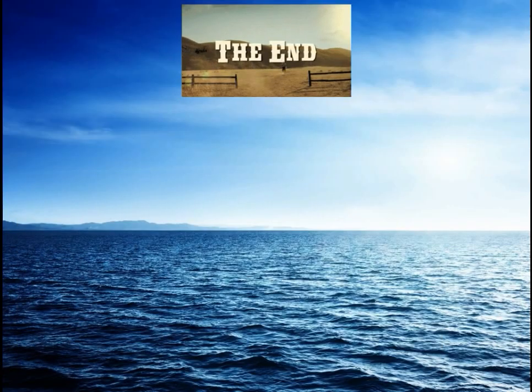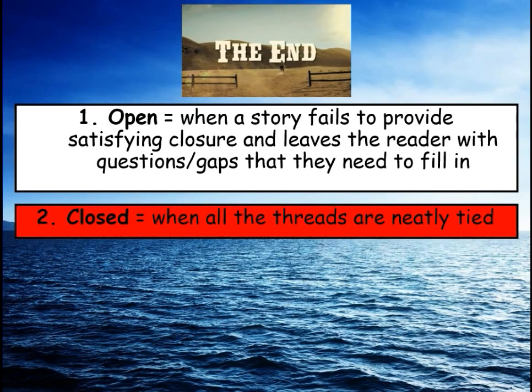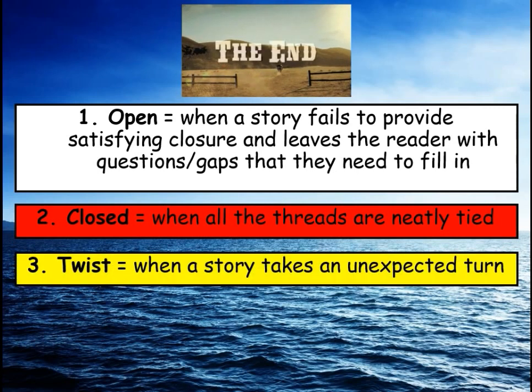So if we look at the end now, there are lots of ways that you can end your story. You could do an open ending, when a story fails to provide a satisfying closure and leaves the reader with questions, gaps they need to fill in. You could do the opposite and do a closed ending where all the threads are neatly tied. Or you could do a twist ending, when a story takes an unexpected turn.